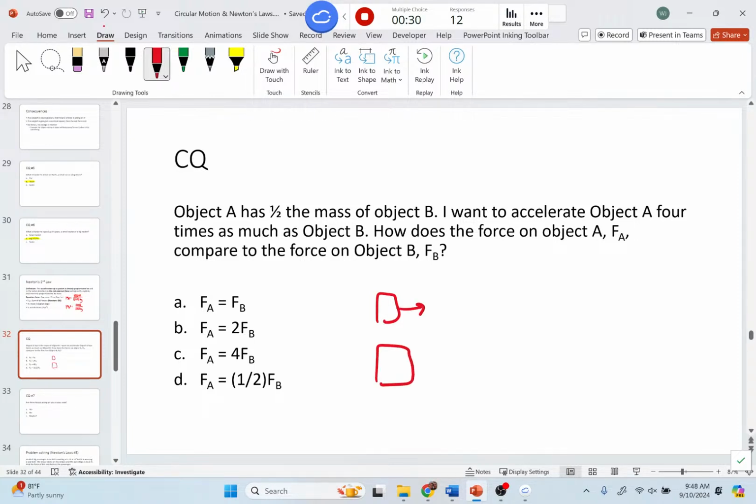I want object A to have an acceleration, we'll draw arrows, that's 4 times bigger. Let's call this A2. So A1 is going to be 4 times A2. This is mass 1. This is mass 2. Mass 1 is half of mass 2. This is the kind of thing you want to be jotting down when you're doing these problems. What is the relationship between the variables? And see if y'all can then figure it out.